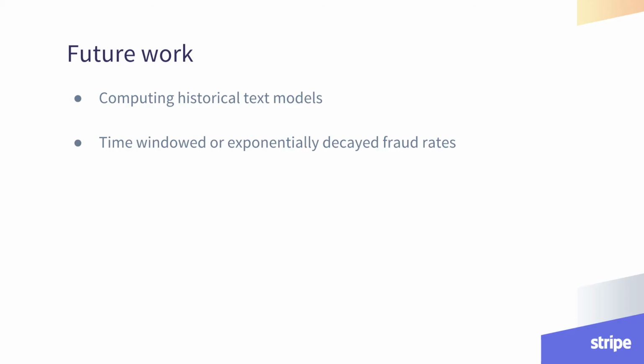Another natural extension is time-weighted features. You saw in the email fraud rate graph earlier that the fraud rates change over time. And so it's natural to take the last month or the last year as a window, or else do some exponential smoothing so that more recent examples have a higher weight than examples long ago.